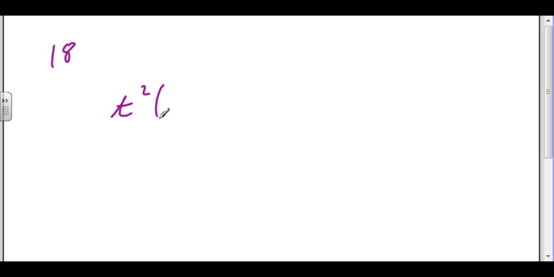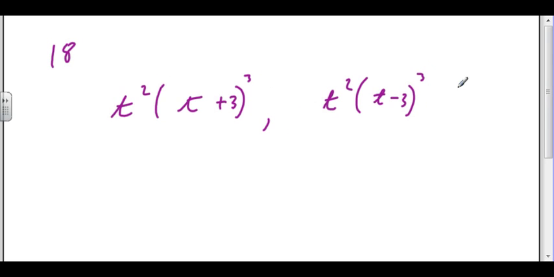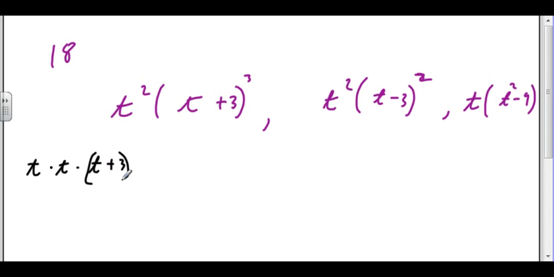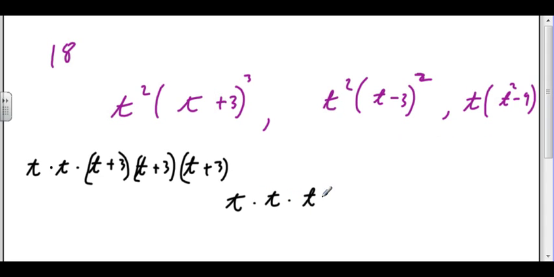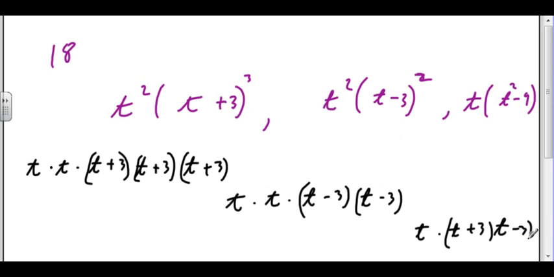So I've got t squared times t plus 3 cubed, t squared times t minus 3 cubed, and t squared minus 9. Okay, so those are the things that I have. I think I wrote it down right. So the first guy, I've got a t, a t, and a t plus 3, a t plus 3, and a t plus 3. And the second guy, I've got a t, a t, and a t minus 3, and a t minus 3. And the last guy's got a t, t plus 3 and a t minus 3 because I can factor that guy.